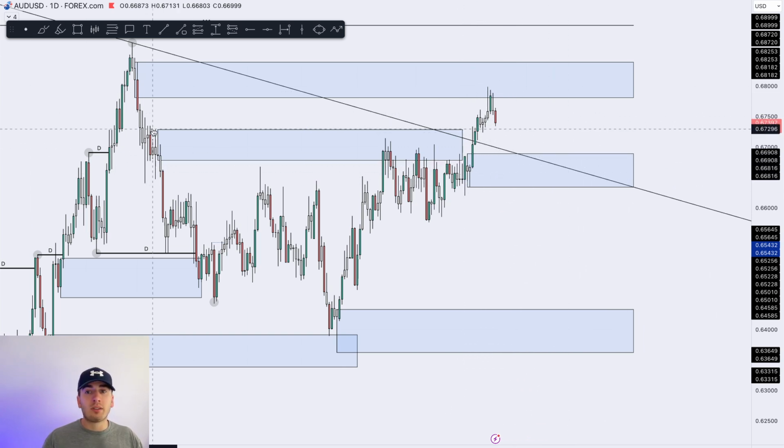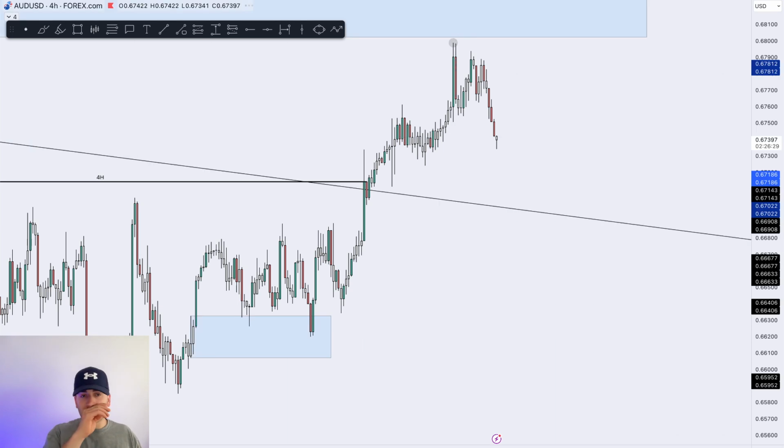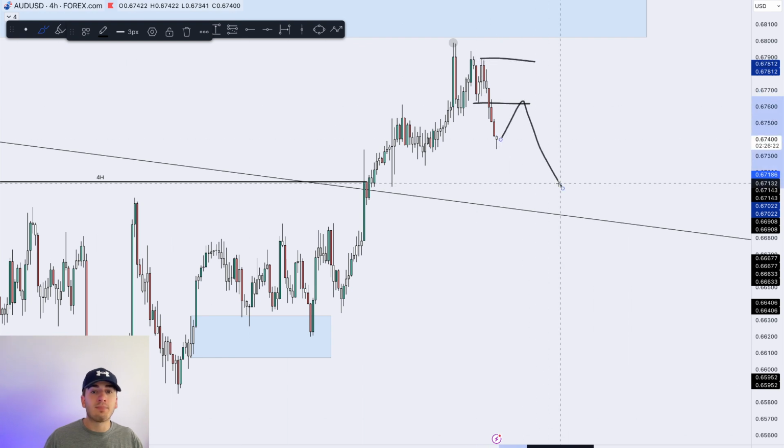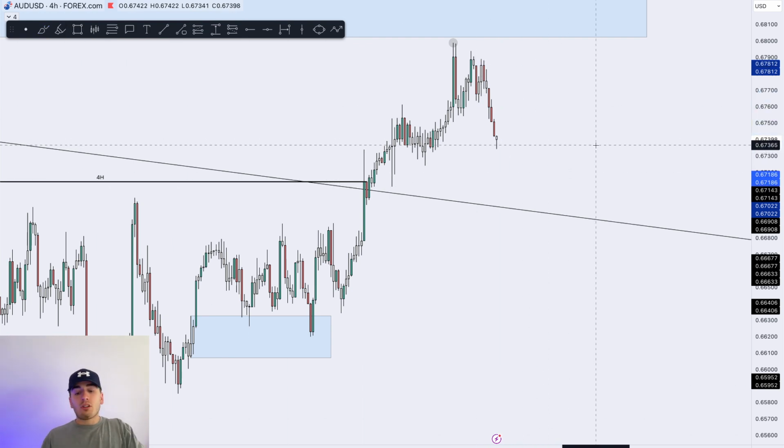Okay, so daily supply doing its thing, go back in towards the 4 hour, and then you could take an initial short, for example, on this buy up before the sell. Okay, so that's Aussie dollar.